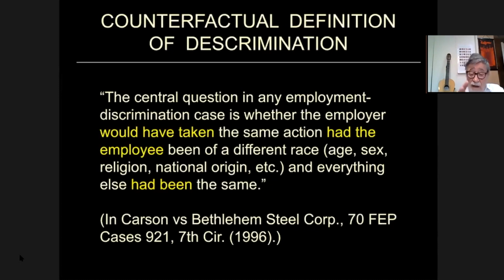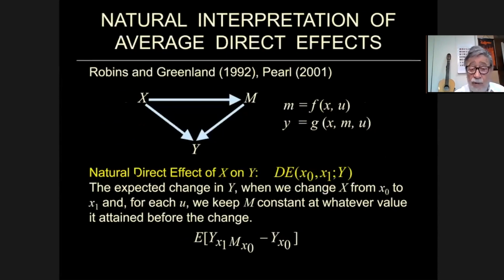So you just take the way that lawmakers talk and the way they write and justify their definition of discrimination, and you translate it into a counterfactual expression. We know how to do that. So here you find the nested counterfactual. What is the direct effect of X on Y? It is the expected change of Y when we change X from 0 to 1 for each individual, and we keep M, the mediator, constant at whatever level it attained before the change.